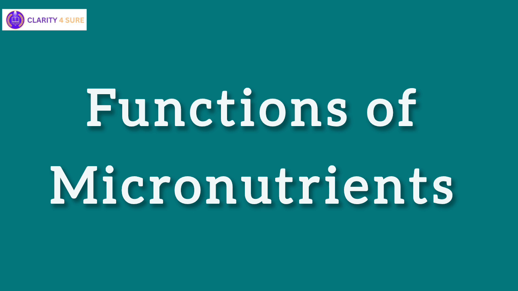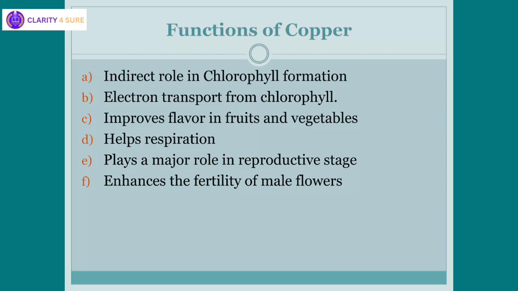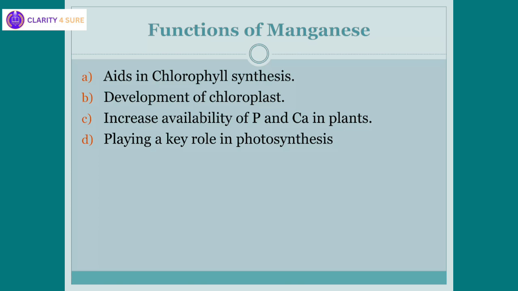Let us now discuss the functions of micronutrients. Iron plays a key role in nitrogen fixation. It helps in photosynthesis. It also helps in the formation of chlorophyll. It acts as oxygen carrier and helps in protein synthesis. Copper plays an indirect role in chlorophyll formation. It improves flavor in fruits and vegetables. It helps in respiration. It plays a major role in reproductive stage. It also enhances the fertility of male flowers.